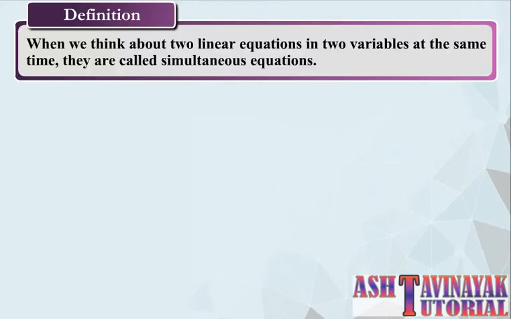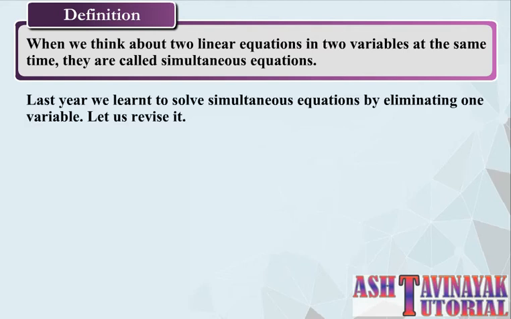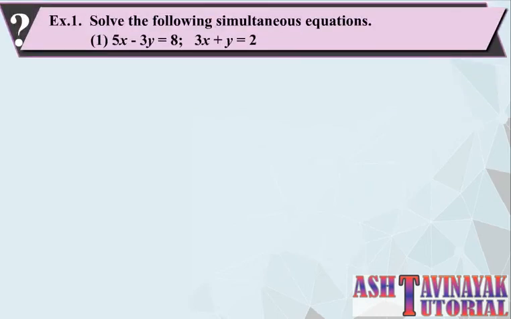Simultaneous linear equations. When we think about two linear equations in two variables at the same time, they are called simultaneous equations. Last year, we learned to solve simultaneous equations by eliminating one variable. Let us revise it. Example 1. Solve the following simultaneous equations. 1. 5x - 3y = 8, 3x + y = 2.